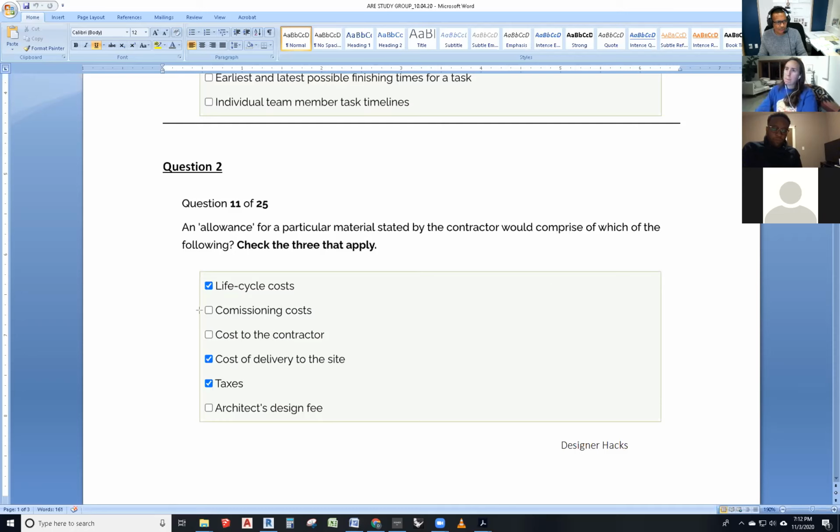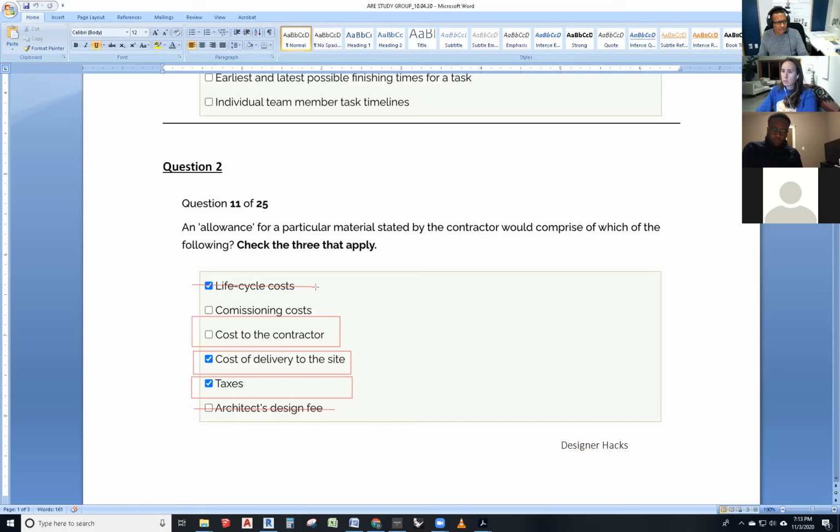Now again, this is me thinking, okay, because it's the allowance of the cost to the contractor, cost of delivery to the site. I think it should be included in that allowance. Taxes, I think it should be included. I don't think the architect's fee should be included on that. That has nothing to do with the architect at all. No, because it's referring to material.